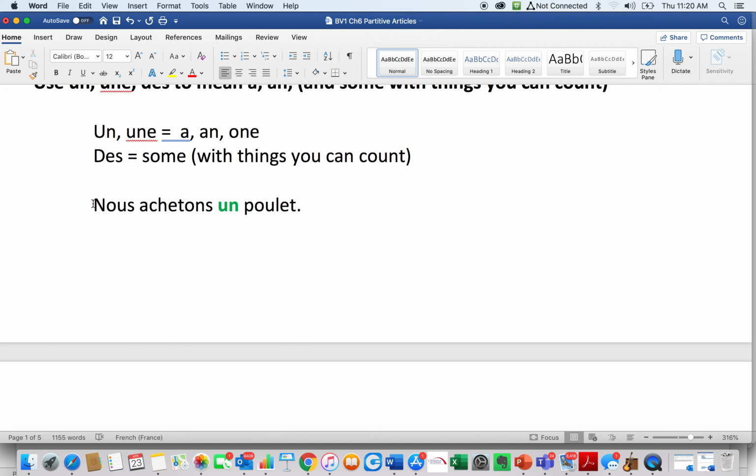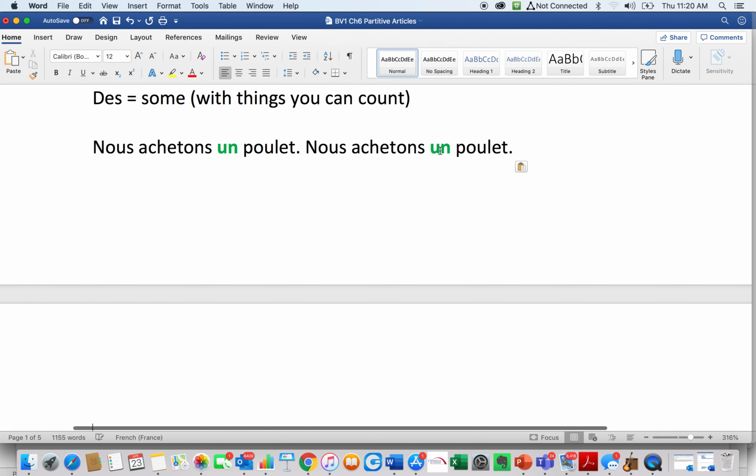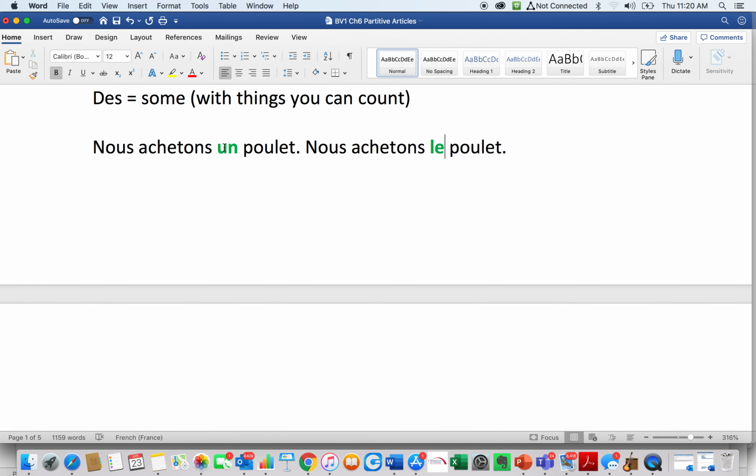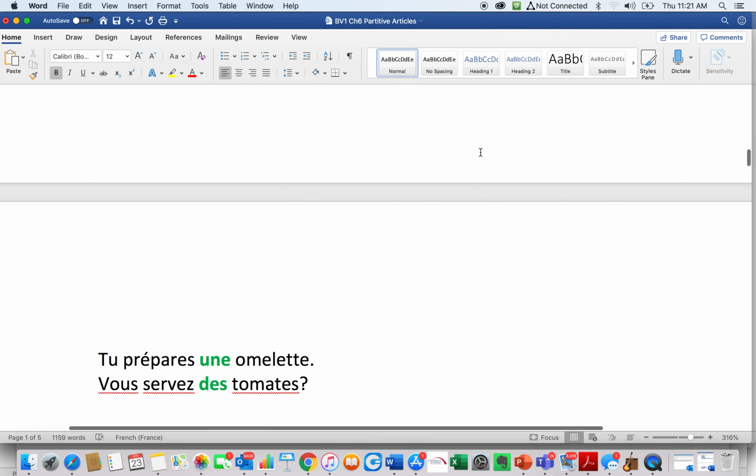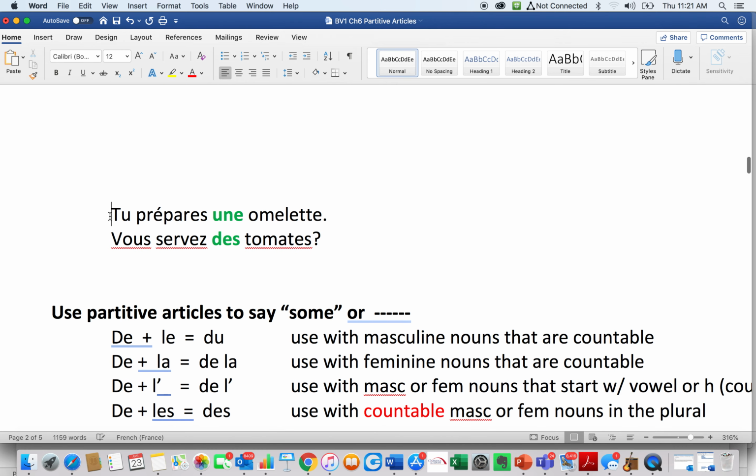So what we're doing right here is noticing the difference between using un, which means a or an, and le, which means the. If I say nous achetons le poulet, it means we buy the chicken. If I say nous achetons un poulet, it means we buy a chicken. And the purpose of partitive articles is to allow us to say some. We're learning how to say we buy the chicken. That's what we're learning in this lesson, not just this video.